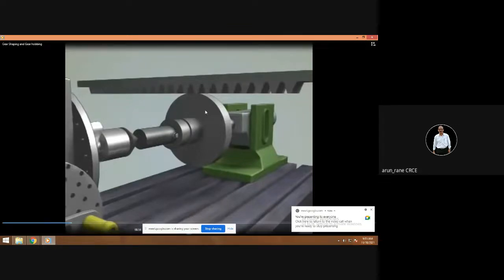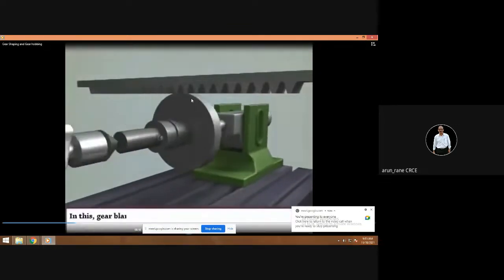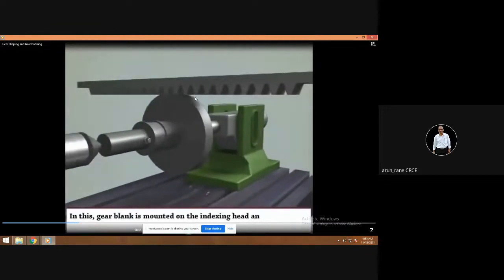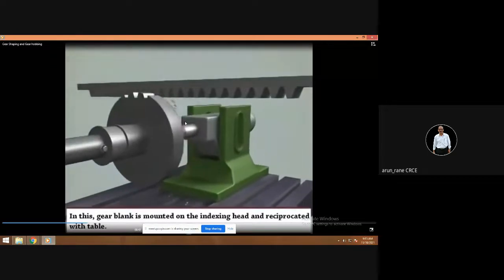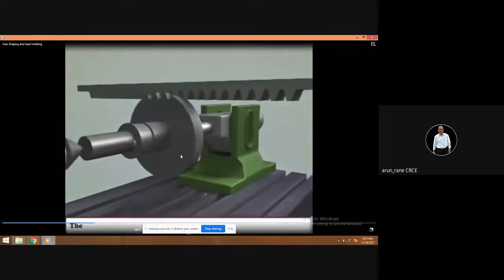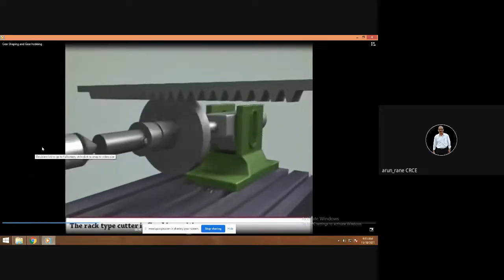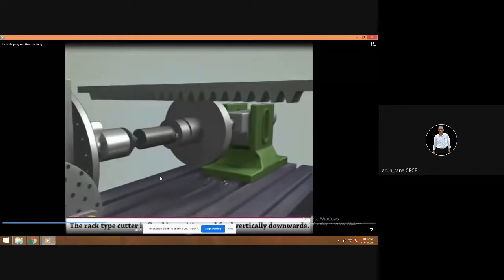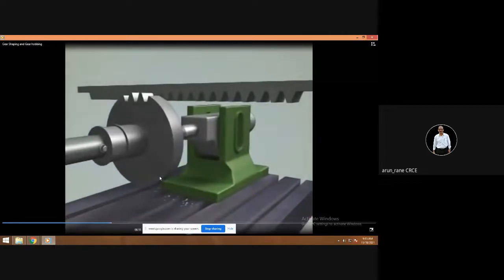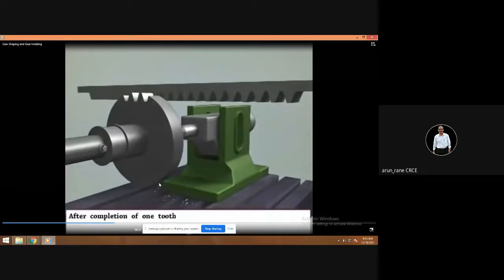Now this is the setup on milling machine. So this is a rack cutter. This is a gear blank on which the teeth are to be generated. Now this gear blank keeps on indexing. This particular accessory is called as the dividing head, and there are various type of indexing methods like simple indexing, direct indexing, compound indexing, differential indexing, etc.